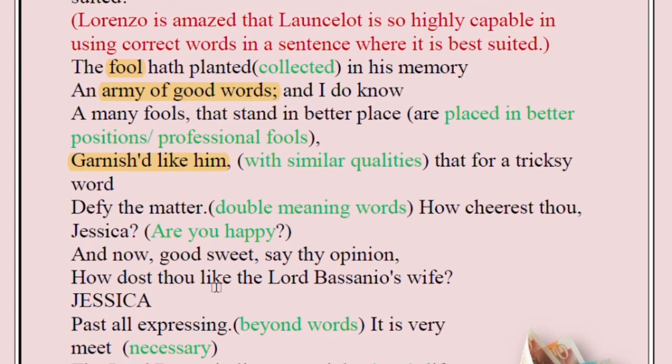So the fools do this, the people who are appointed to entertain the king, like the fools. They do the same thing as Launcelot did. They play with the words, the double meaning words.